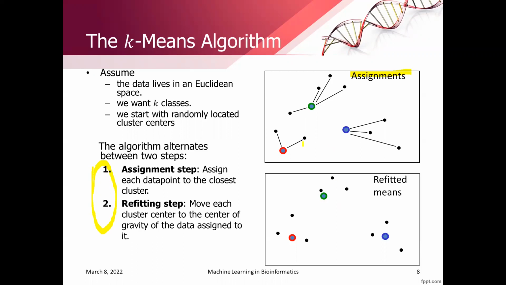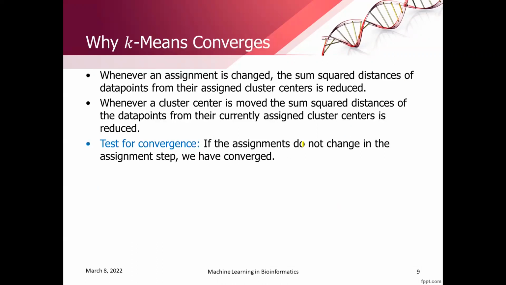Oh no, let it be. I will not go into such variants. Whenever an assignment is changed, the sum of square distances will decrease. So we are guaranteed that the representation error will decrease, and this will guarantee that the algorithm will converge.